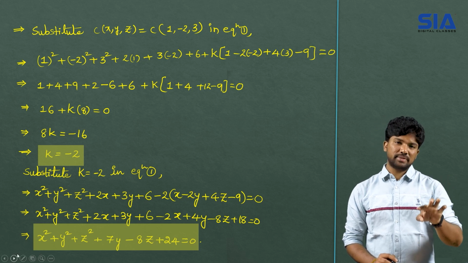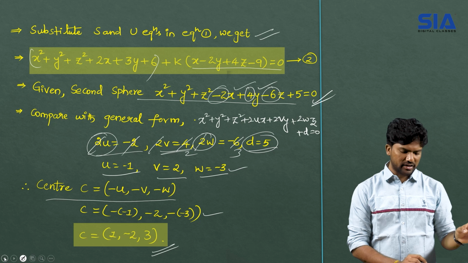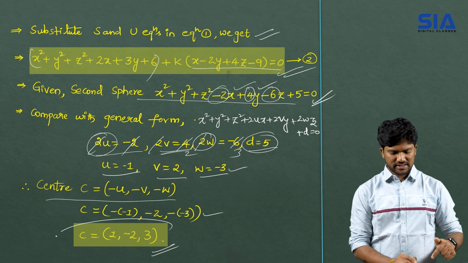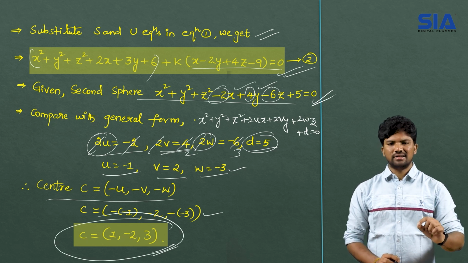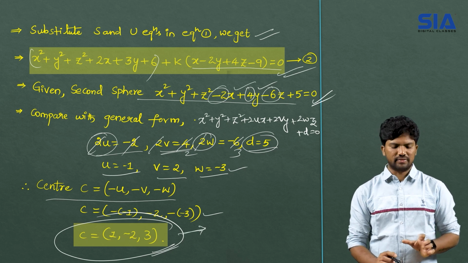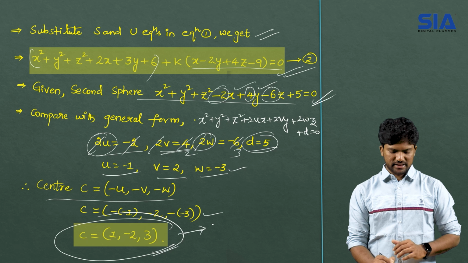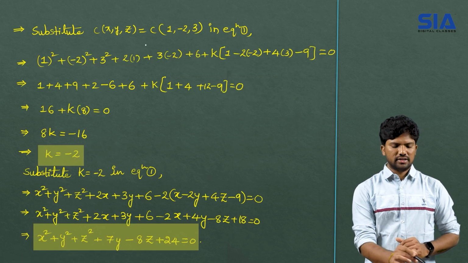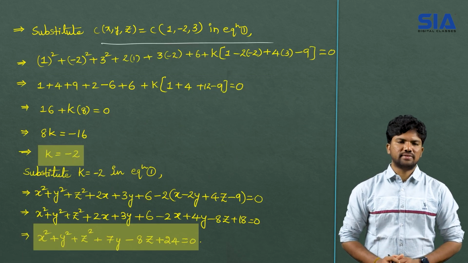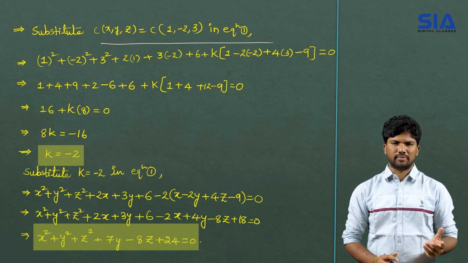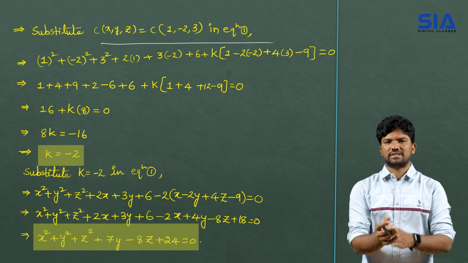Okay, the required sphere equation. What is the required sphere equation? Equation number 2, passing through this center. Then wherever you have x, y, z values, in place of x, y, z substitute x is equal to 1, y is equal to minus 2, and z is equal to 3 in equation number 2. Then we will get: substitute C of x, y, z is equal to C of (1, minus 2, 3) in equation number 2 or 1, whatever it may be. Equation number 1 is nothing but equation number 2 only.